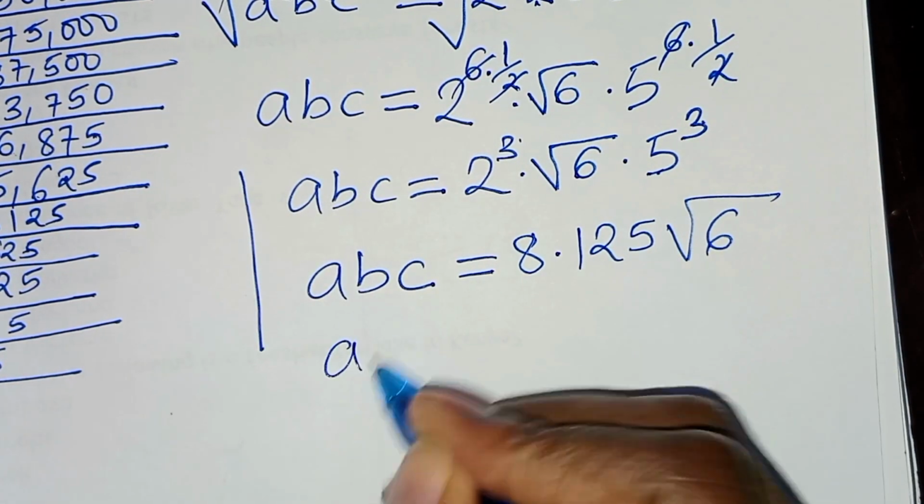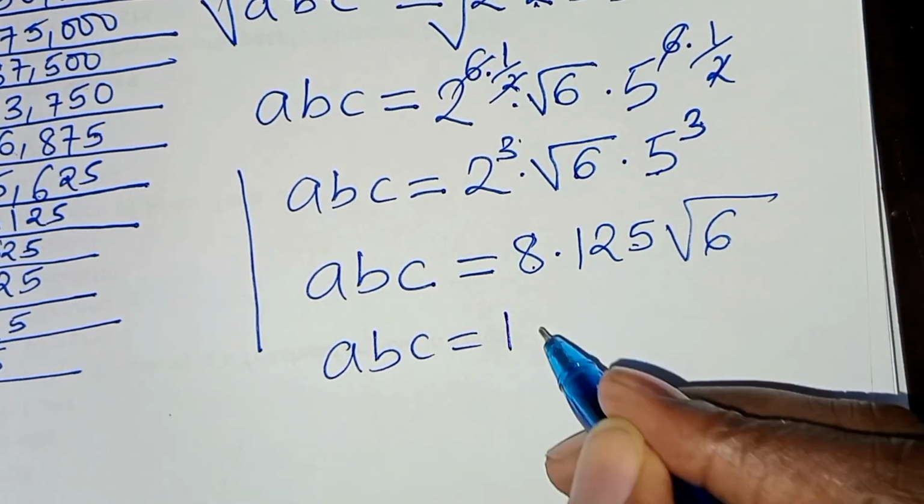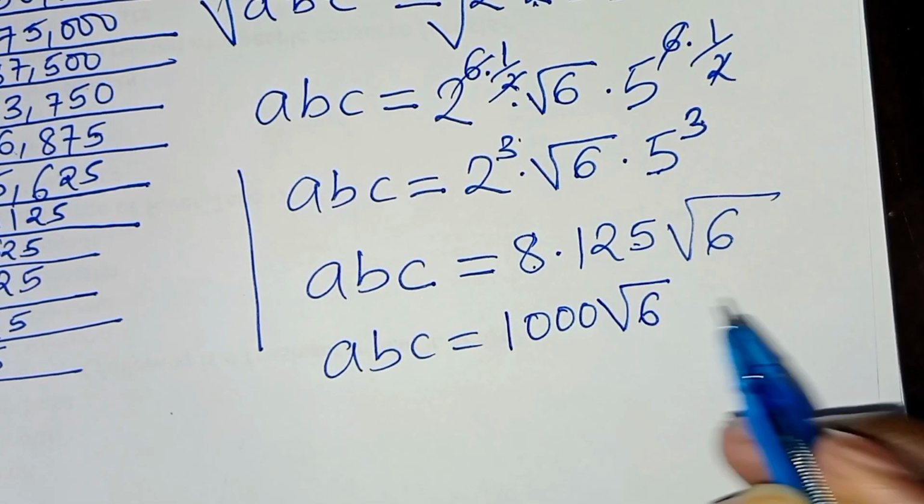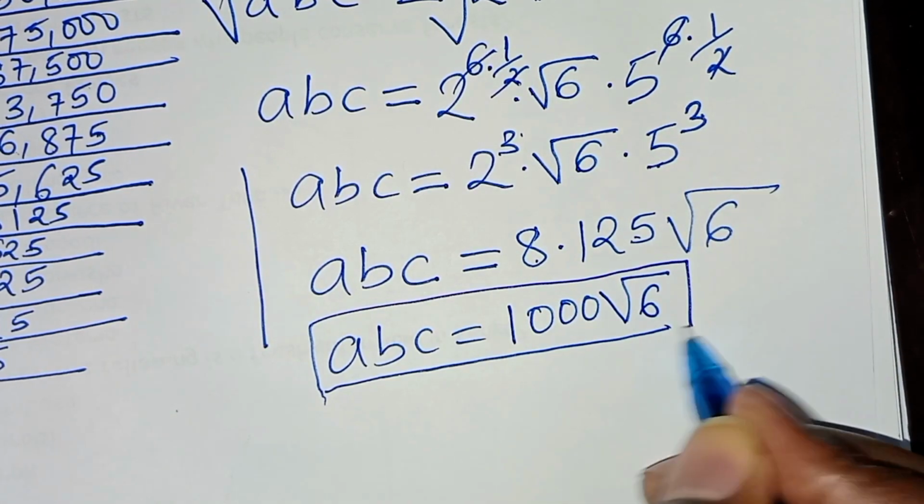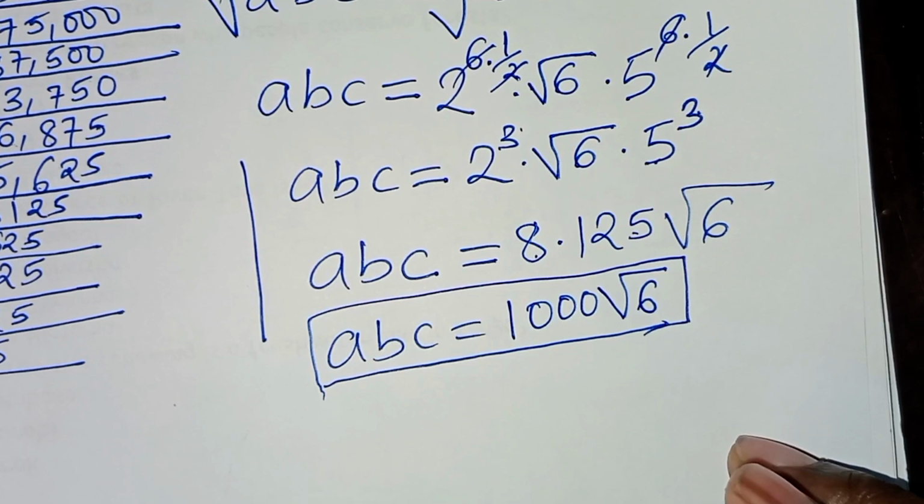Now, a, b, and c, this is equal to 125 times 8. This is actually equal to 1000 square root of 6. So this is the value of abc. So let's solve for the values of a, b, and c.